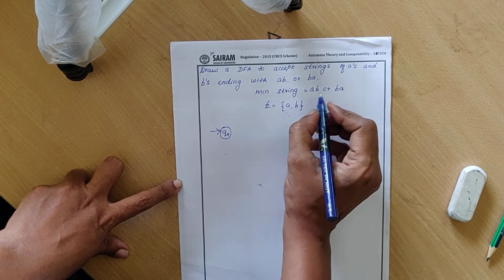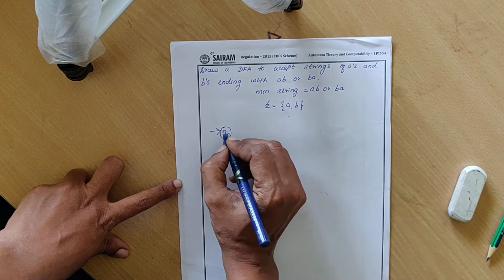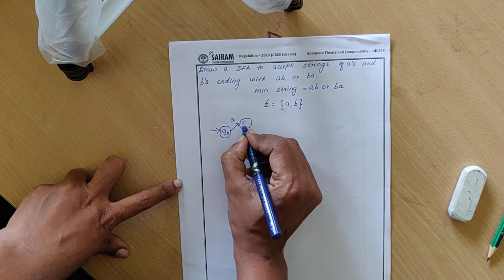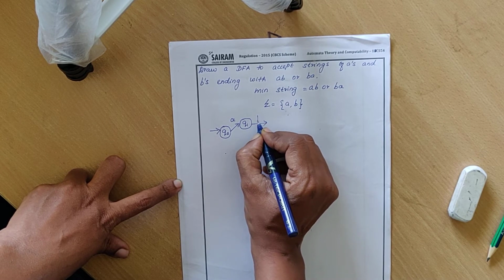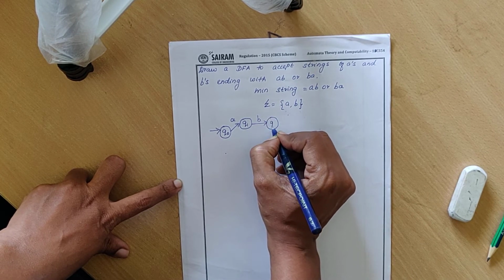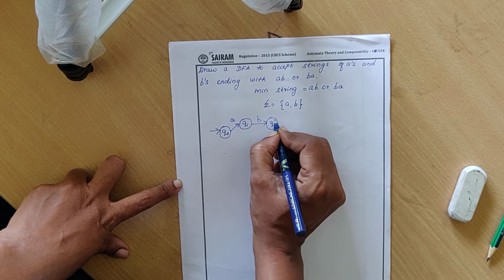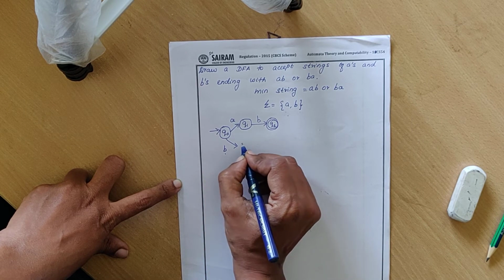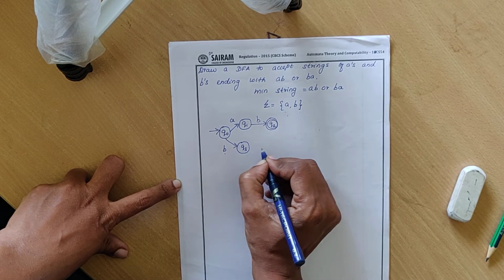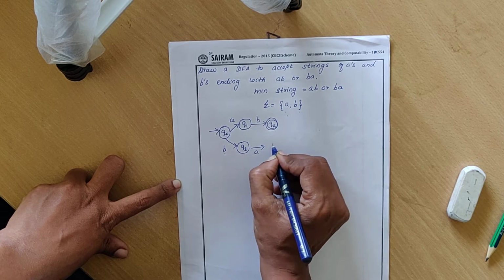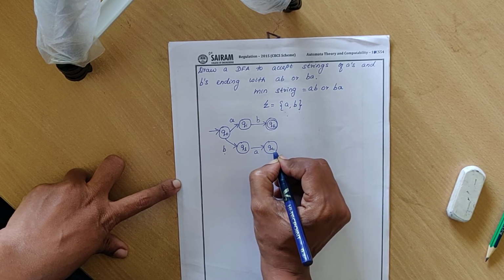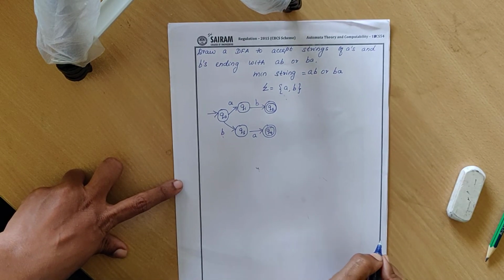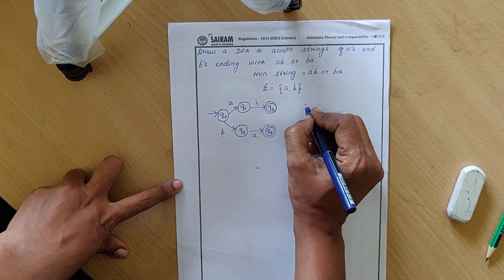Q0, right, since it is AB or BA, it will take a branch A, Q1, Q2, ending with AB. So I will make Q2 a final state. Here it is B, state is Q3, here it is BA, and here Q4. Q4 I will make a final state. Right? Now I have to mark all the transitions here.